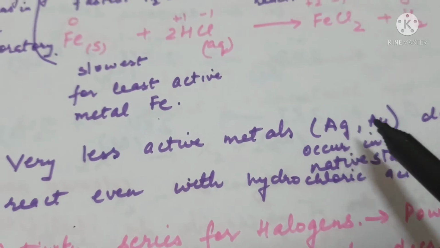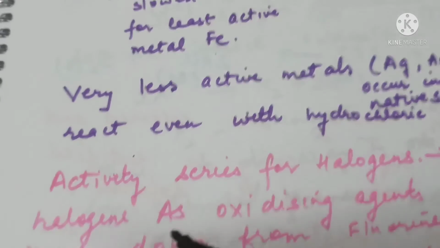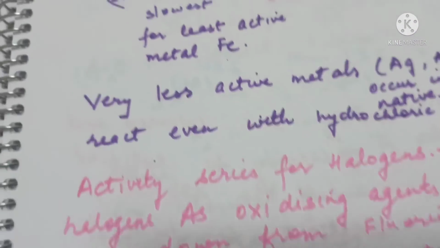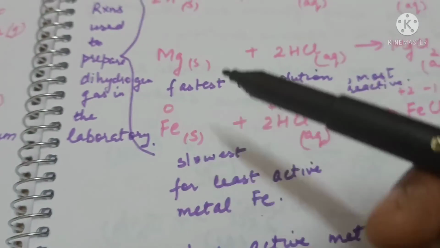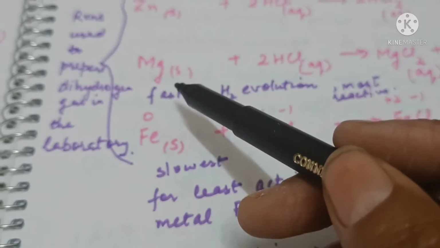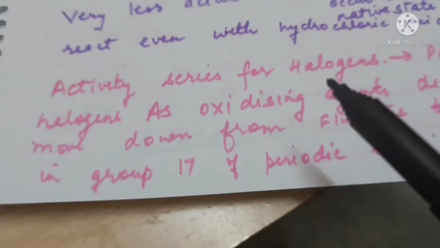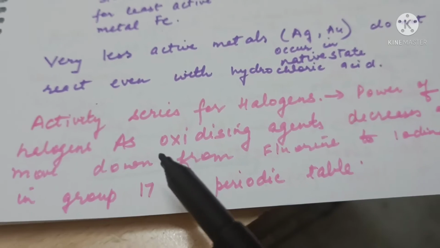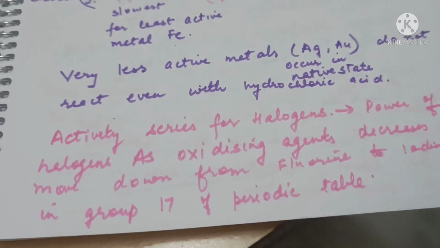So these are non-reactive and they occur in native state in nature. The activity series of halogens can also be synthesized from the rates of reactions, just like we have created an activity series of metals. We know magnesium is more reactive than zinc, is more reactive than iron. Similarly, in case of halogens, as oxidizing agents, the power decreases on moving down from fluorine to iodine in group 17 of the periodic table.